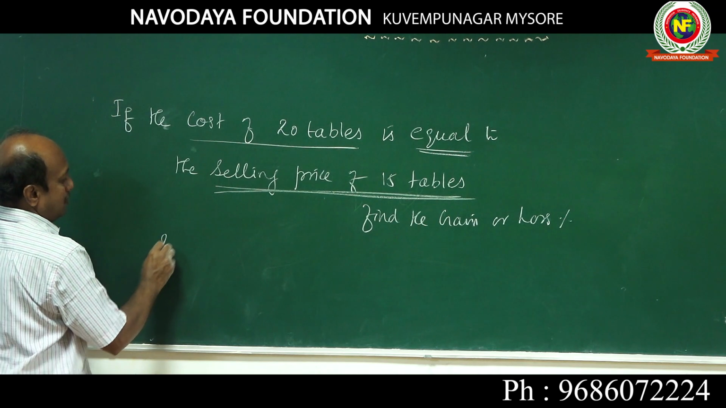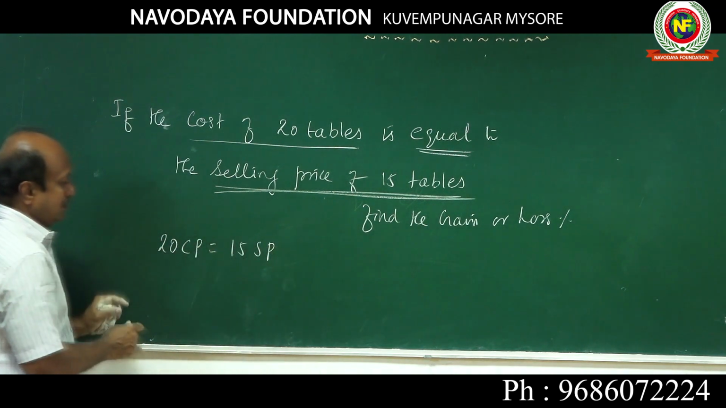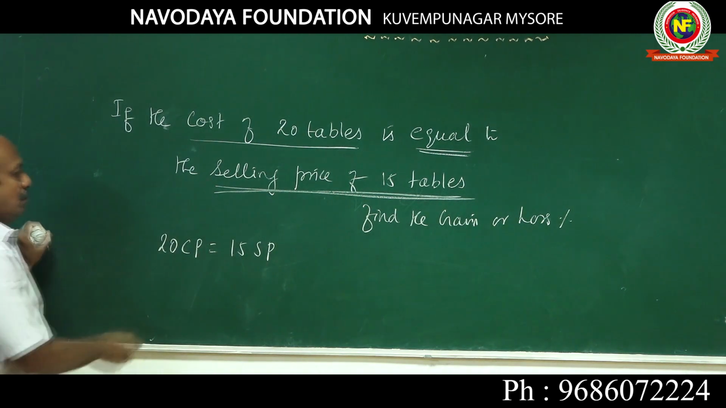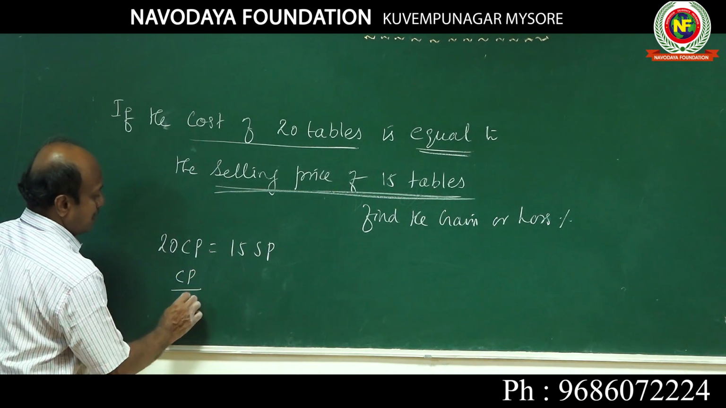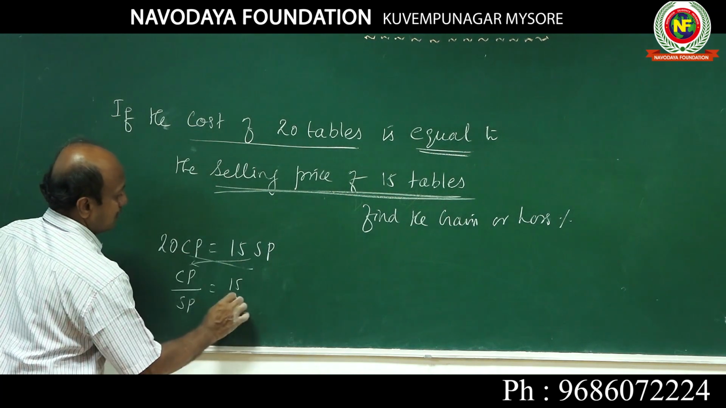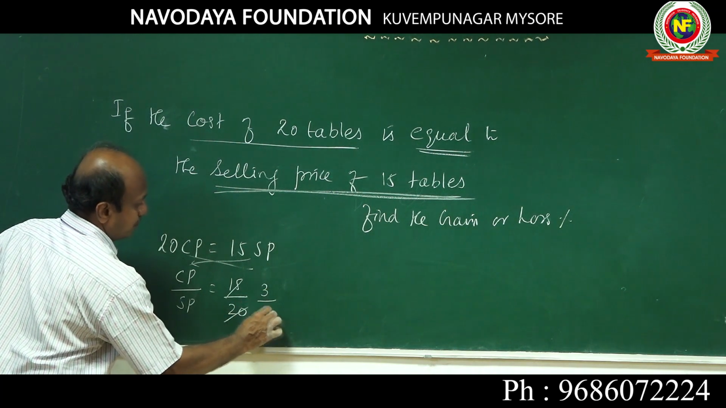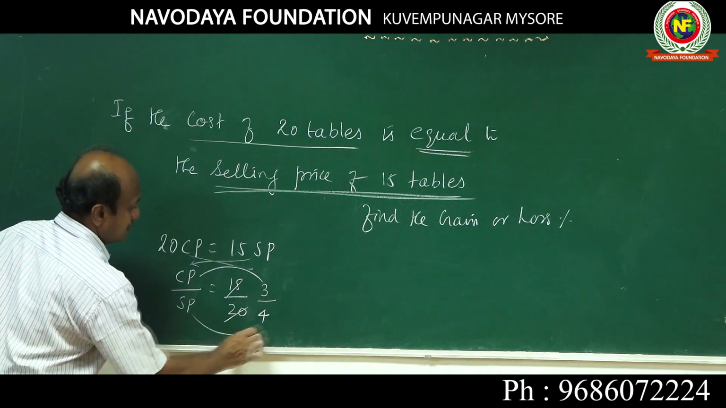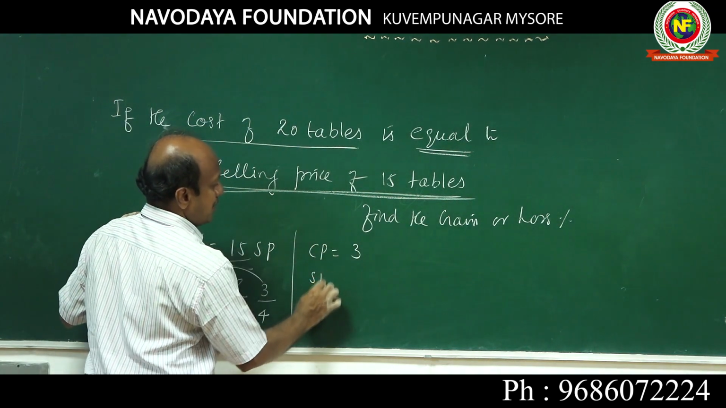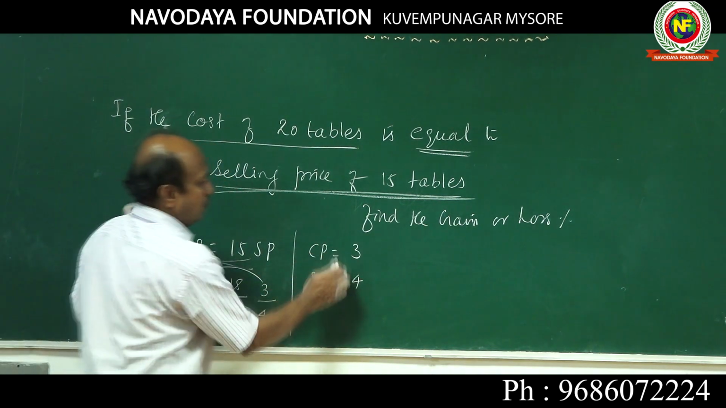Let us make it simple. 20 CP is equal to 15 SP. Correct? Cost price of 20 tables is equal to selling price of 15 tables. Now bring cost price and selling price to one side. This 20 goes to the other side, 15 by 20. So how much will you get? 3 by 4. Now cost price is 3, selling price is 4. Consider cost price as 3 ratio and selling price as 4 ratio. Don't take 3 and 4 as numbers. It is 3 ratio and 4 ratio.